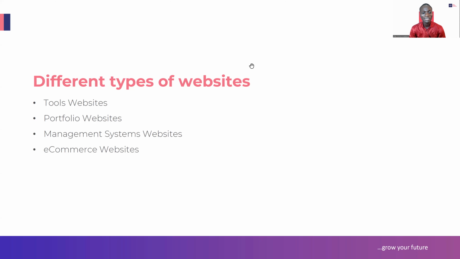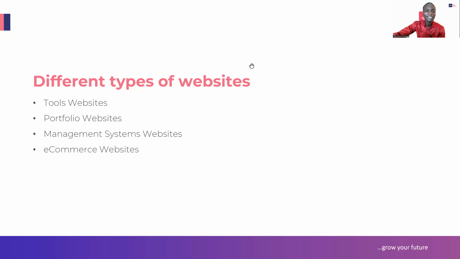Then you have your management system website. Management system websites are basically used in organizations to manage some of their processes. And most times, these management system websites are not available to the public in some instances. Then you have the big one, which is the e-commerce website. These are very big types of websites, and it involves taking orders and managing products online to be able to ship them to the customers.